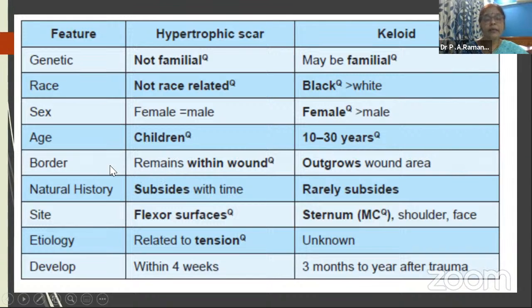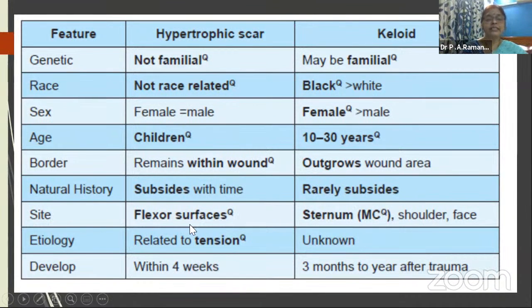And then another important thing is that hypertrophied scars remain within the border of the wound. They will never cross the wound. But keloid outgrows the wound area. It can grow into normal skin area. The hypertrophied scar subsides with time. Finally, within 6 months, with remodeling, sometimes it's 2 years maybe, but it will subside and flatten. But the keloid continues to grow.